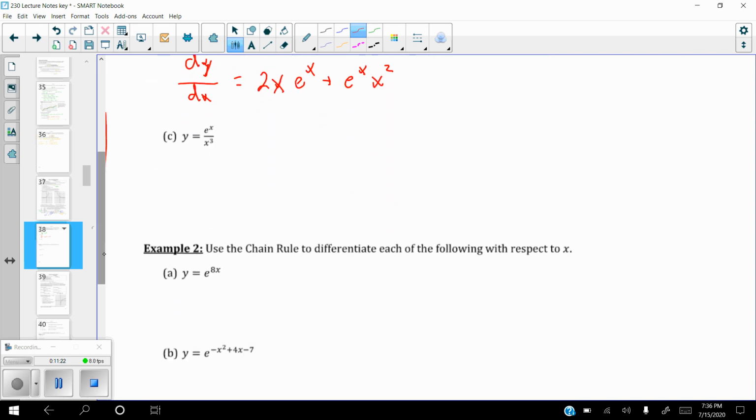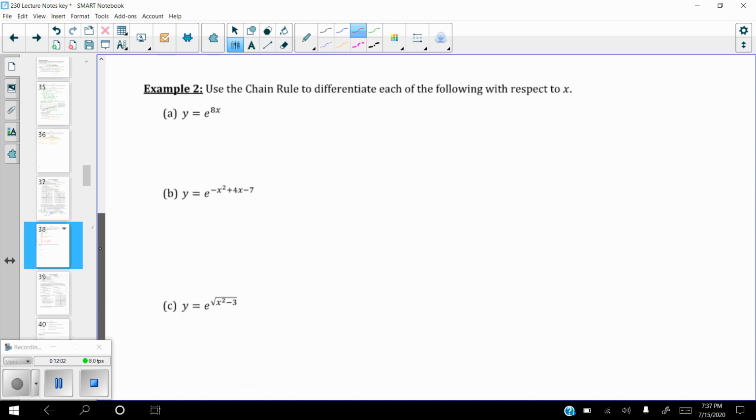And then in part C, we're going to do a quotient rule. So dy dx, the derivative of the top is e to the x times the bottom, x cubed, minus the derivative of the bottom, which is 3x squared, times the top, e to the x, all over the bottom squared, x cubed squared is x to the 6th. Once again, that actually can simplify because technically we can divide an x squared out of everything, but we'll save that for another time.